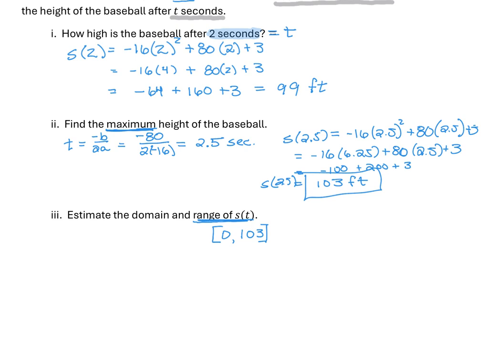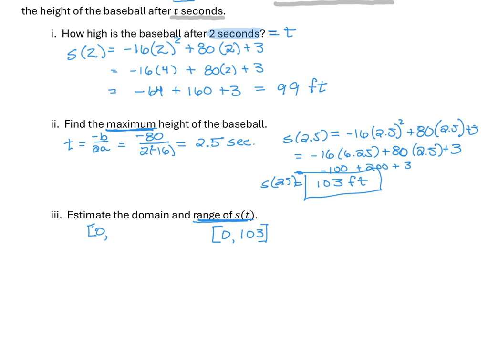For our domain, we are going to again start at 0. Again, we can't calculate the height of the ball before we've thrown it. And so with all of these word problems, we are most likely never going to have negative values.